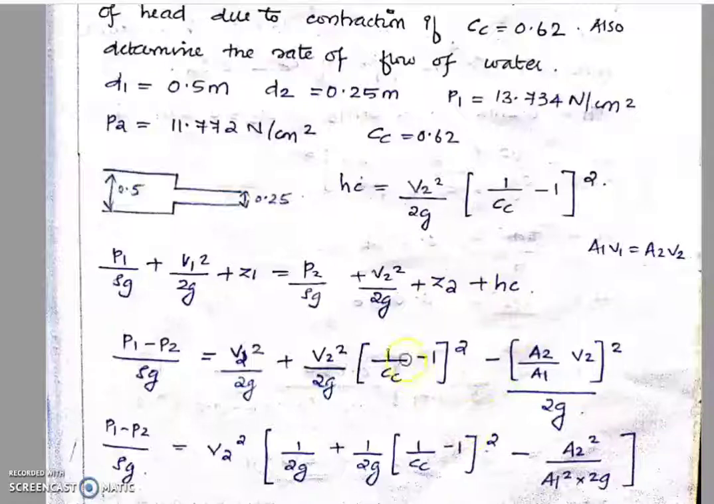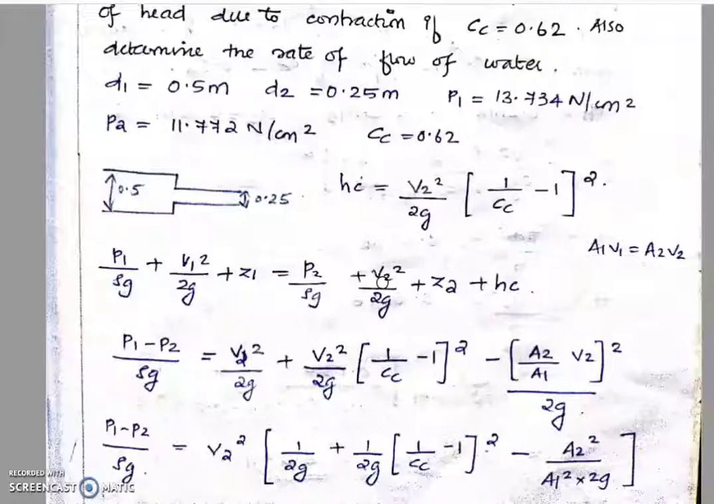So here you can't see the middle step. Directly I have given the expanded form, that is here this is Hc, V2 square by 2g into (1 by Cc minus 1) the whole square, and minus V1 square by 2g. When I take this term to this side, it is minus V1 square by 2g. So what is the problem again is that it is in terms of V2 and V1. Both you can't find out.